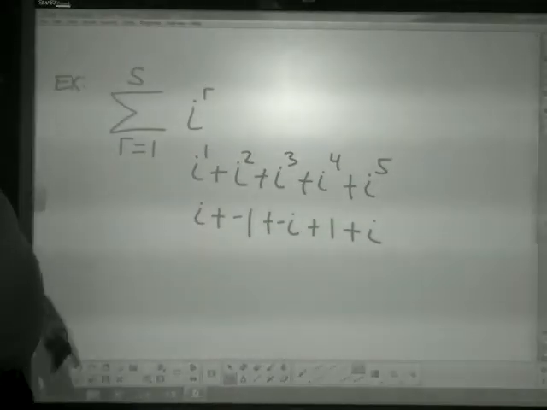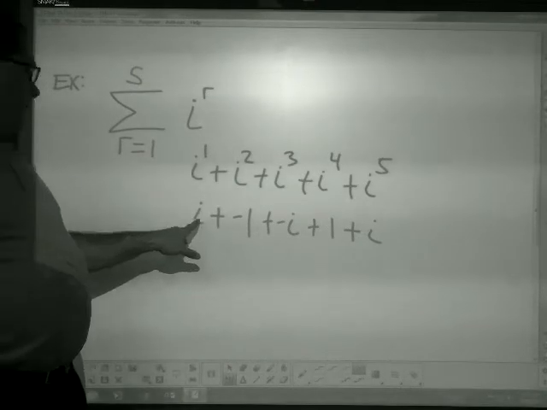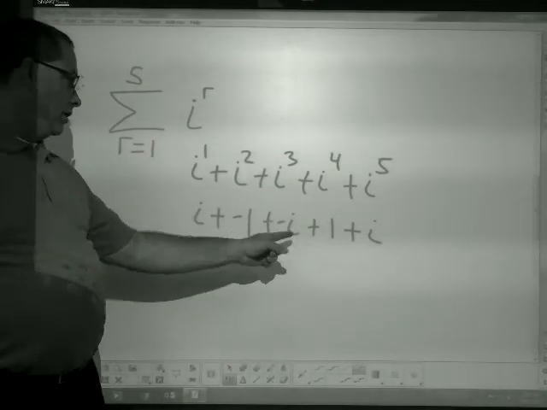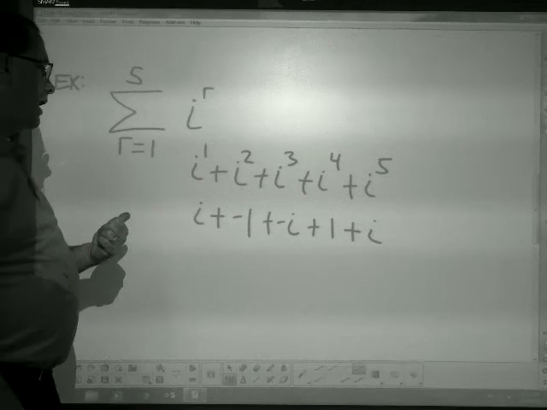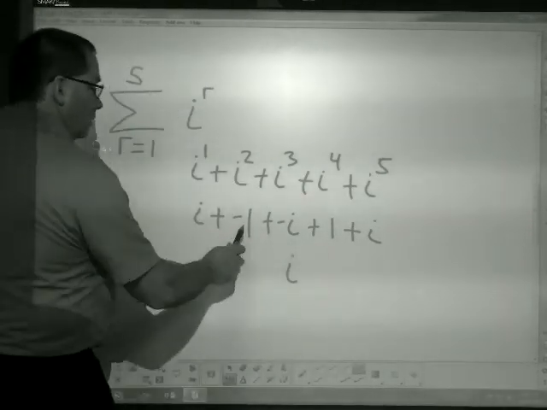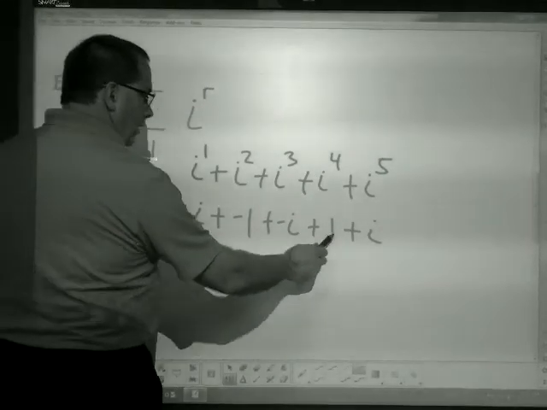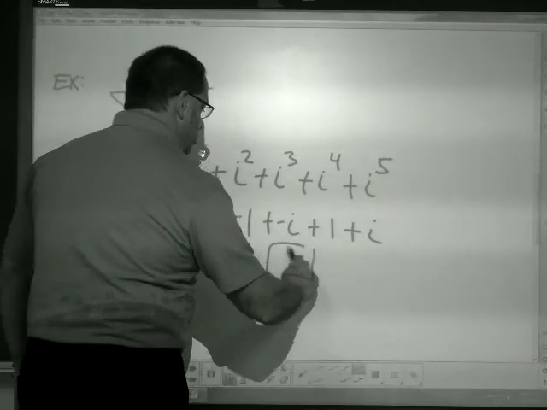And now I simplify that. So I have i, take away an i, that's nothing, add an i, which gives me an i. Negative 1, add 1 is 0. So my answer is just i.